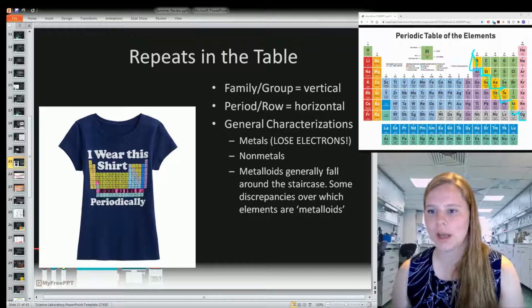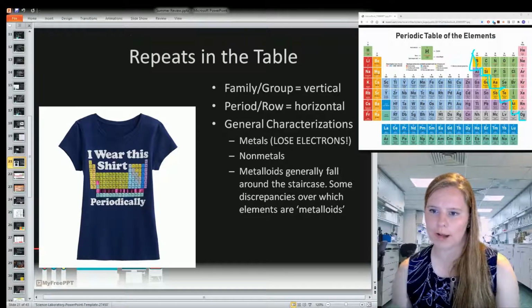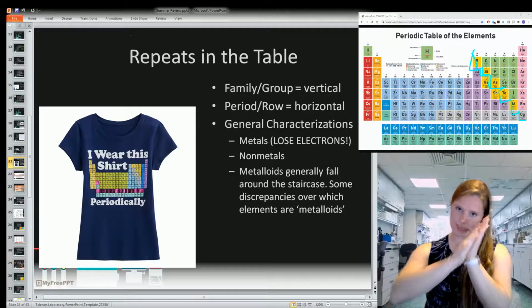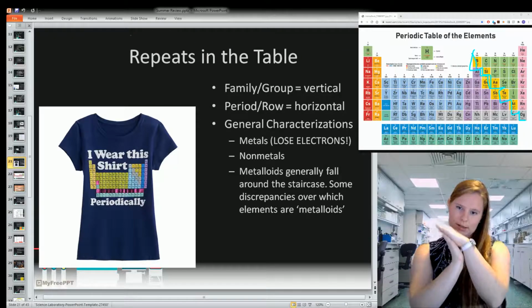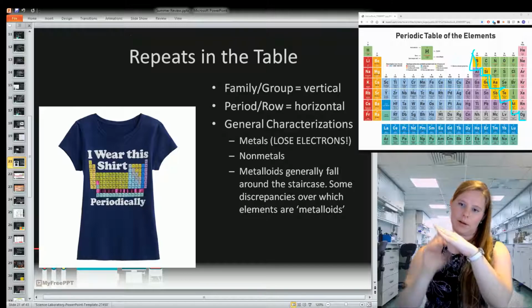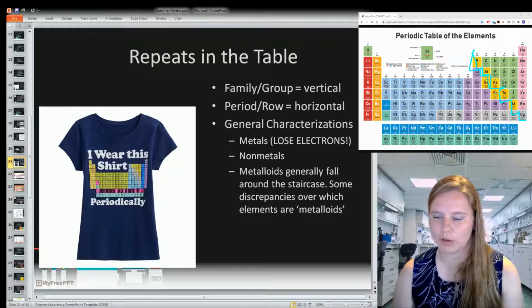Those are your metals. Upper right-hand corner is going to be your non-metals. Right around that staircase are generally what we call the metalloids. Technically, the staircase is the line, okay? I guess for you that line goes this way. So if you are over here on the staircase, then you are going to be a non-metal, and if you're over here, you are going to be a metal, okay? But around it, we generally call metalloids.